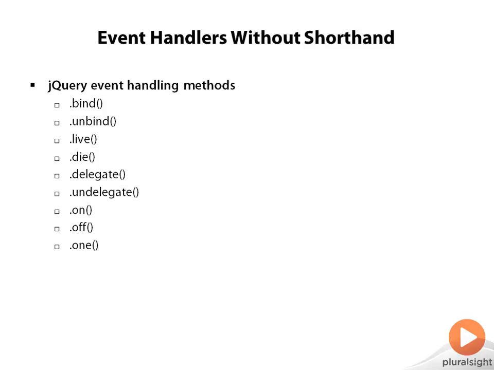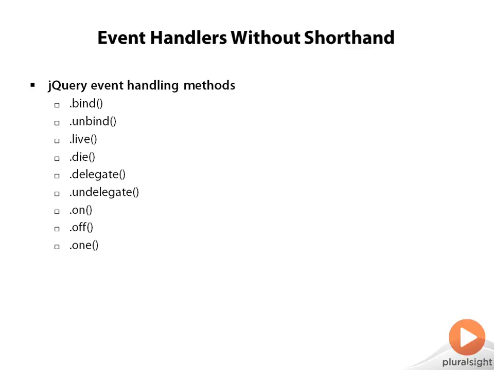jQuery provides numerous methods for attaching event handlers to elements. Each of these methods ultimately calls the base method of on. The bind method is used to attach event handlers to elements that currently exist on the page. For static pages, this method will work just fine.